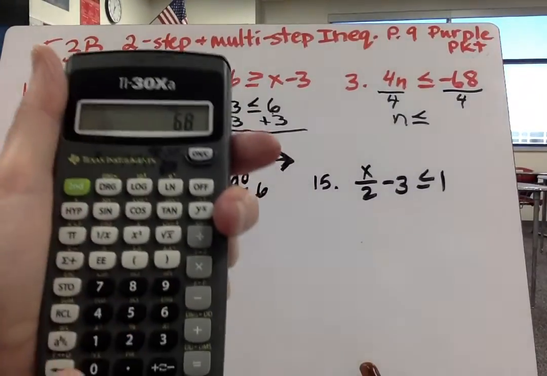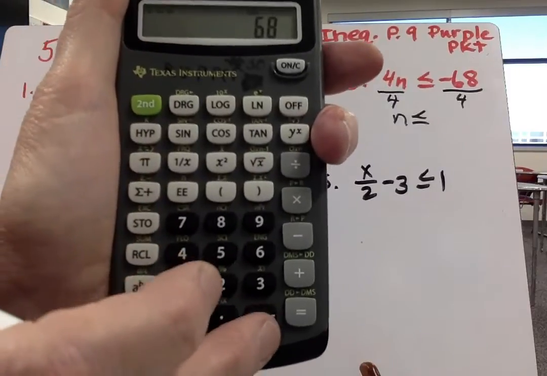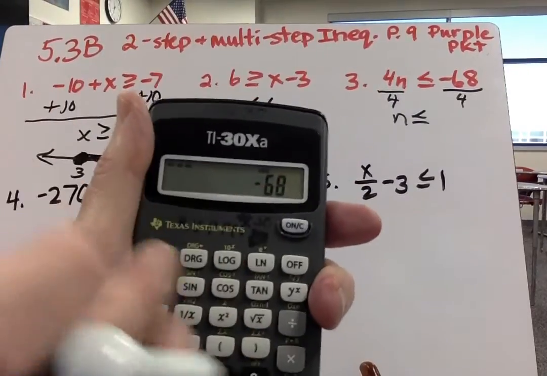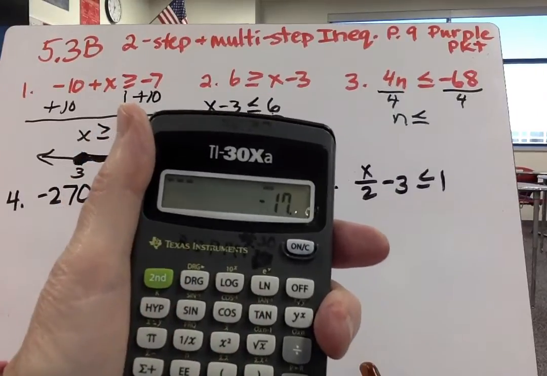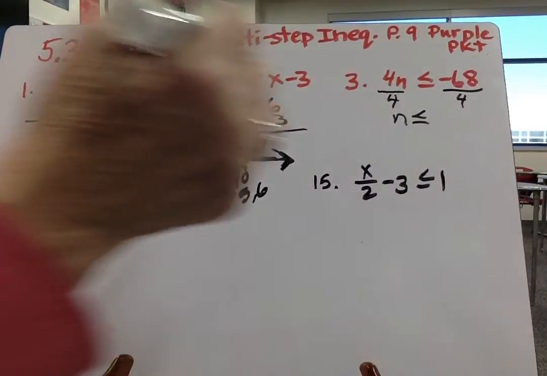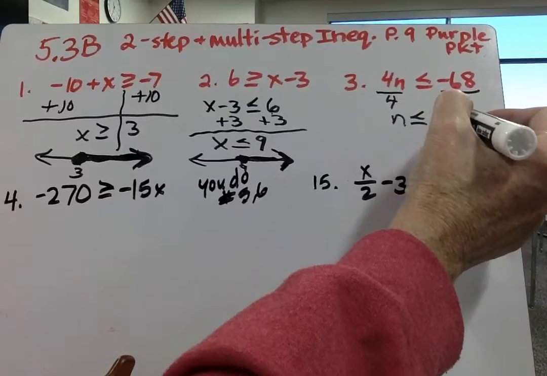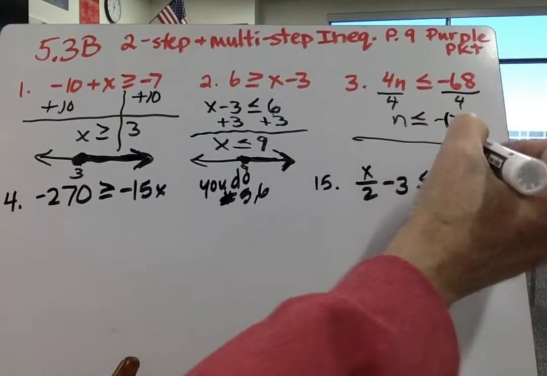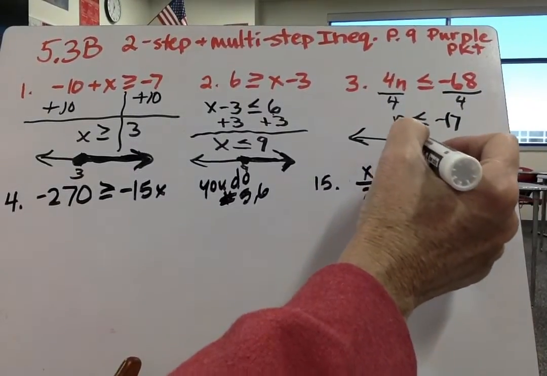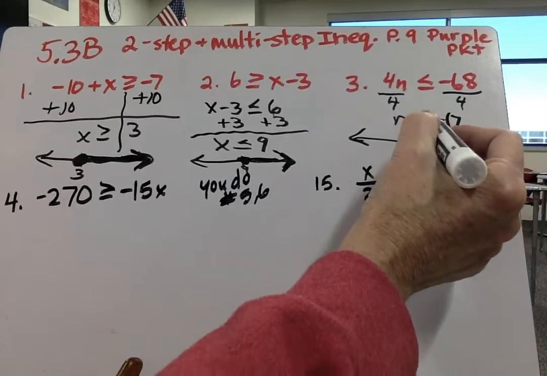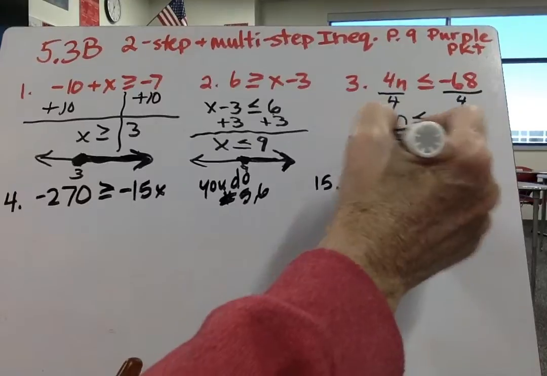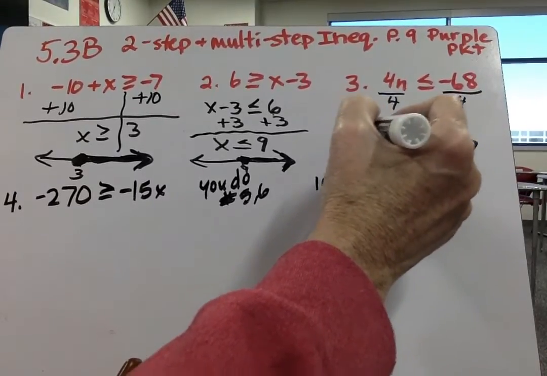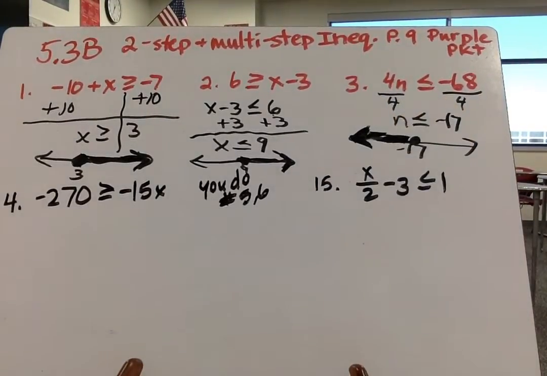So I'm going to go 68. Again, you push this plus-minus to get a negative. Make sure it shows it. Divided by 4, negative 17. So n is less than or equal to negative 17. Graphing it on the number line, negative 17. Open or closed dot? It's or equal to, closed dot. That tells me which way to shade because my variable's on the left. Okay. All right.